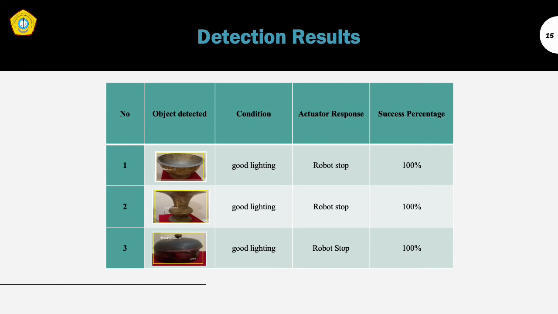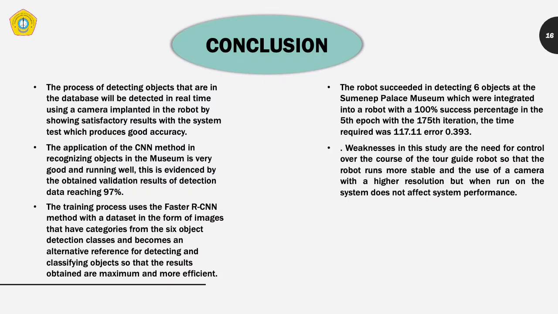Object detect number 1, this is good lighting. The actual response is the robot stops, and the success percentage is 100%. In all of the conditions, the object can be detected by the robot, and then the robot stops, with a success percentage of 100%.